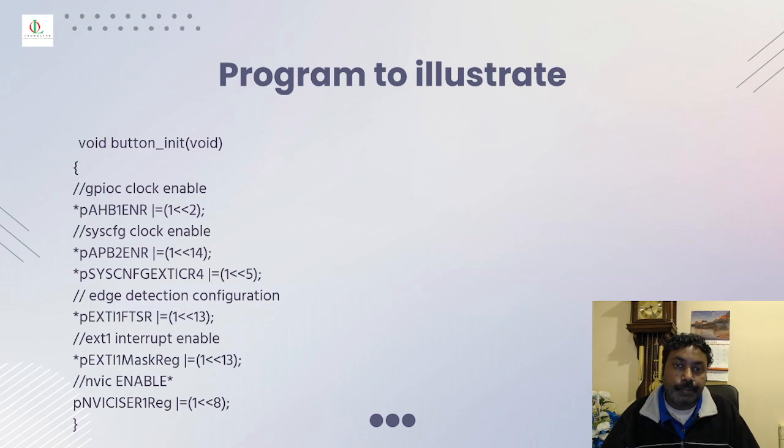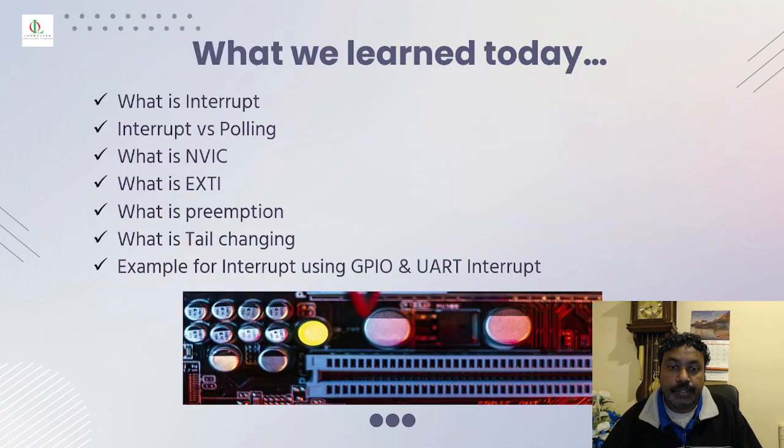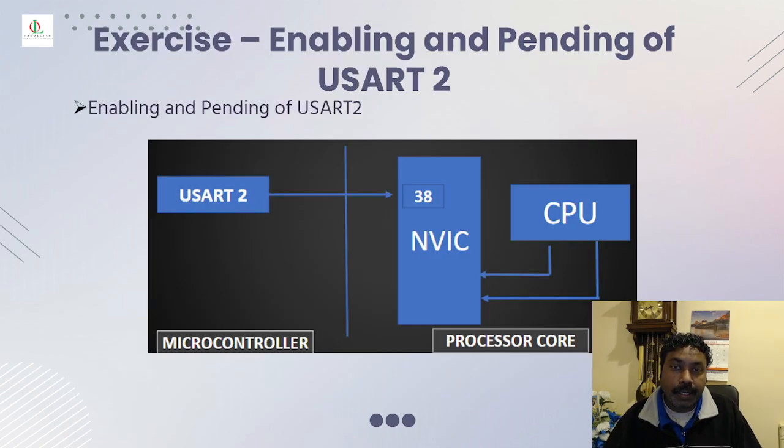So this is the program to illustrate, which I will show you shortly. The first exercise is to push the button and create the interrupt, and the second exercise will be using the USART2. The USART2 IRQ number is 38. By the external peripheral you're going to create that interrupt, connect it to the NVIC, and see how that interrupt happens. So these two will be today's learning.